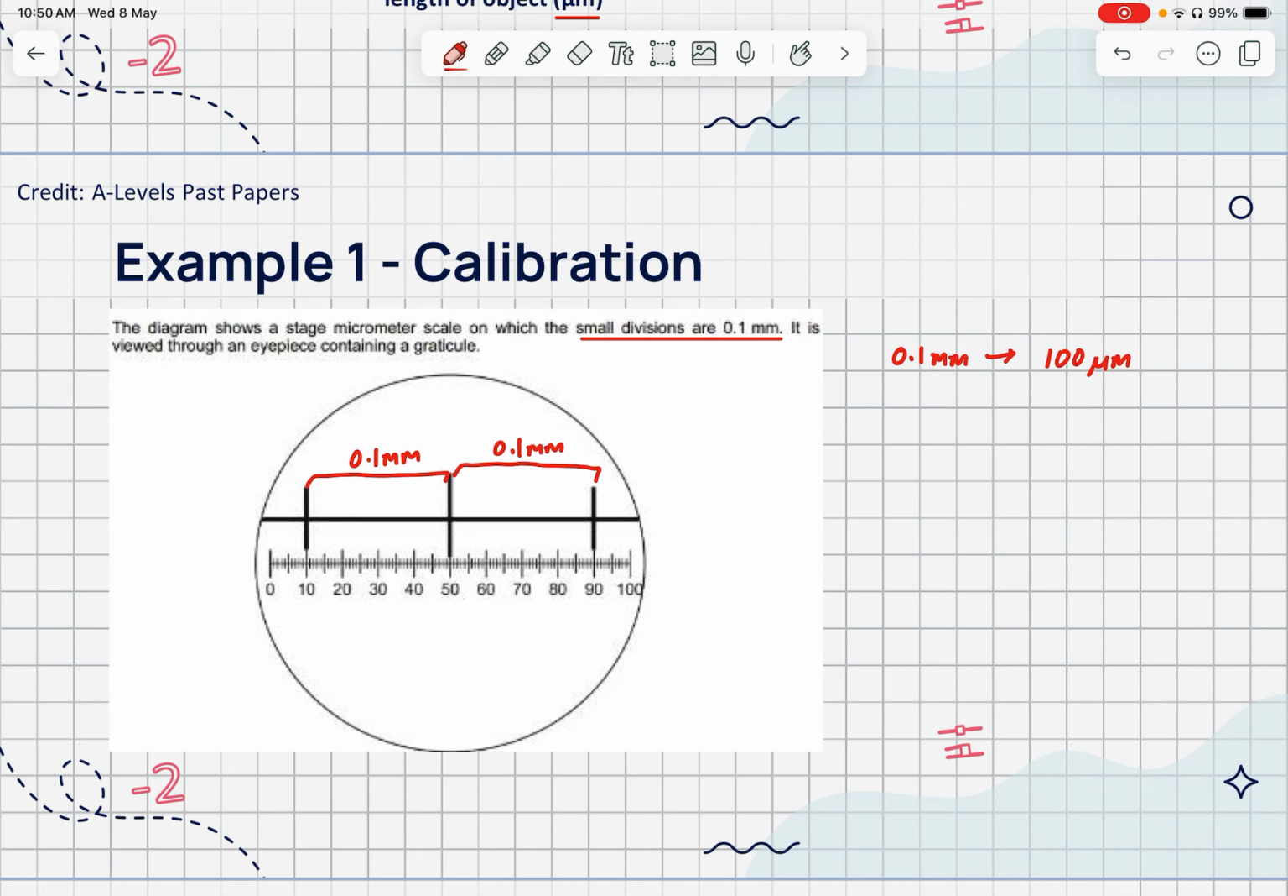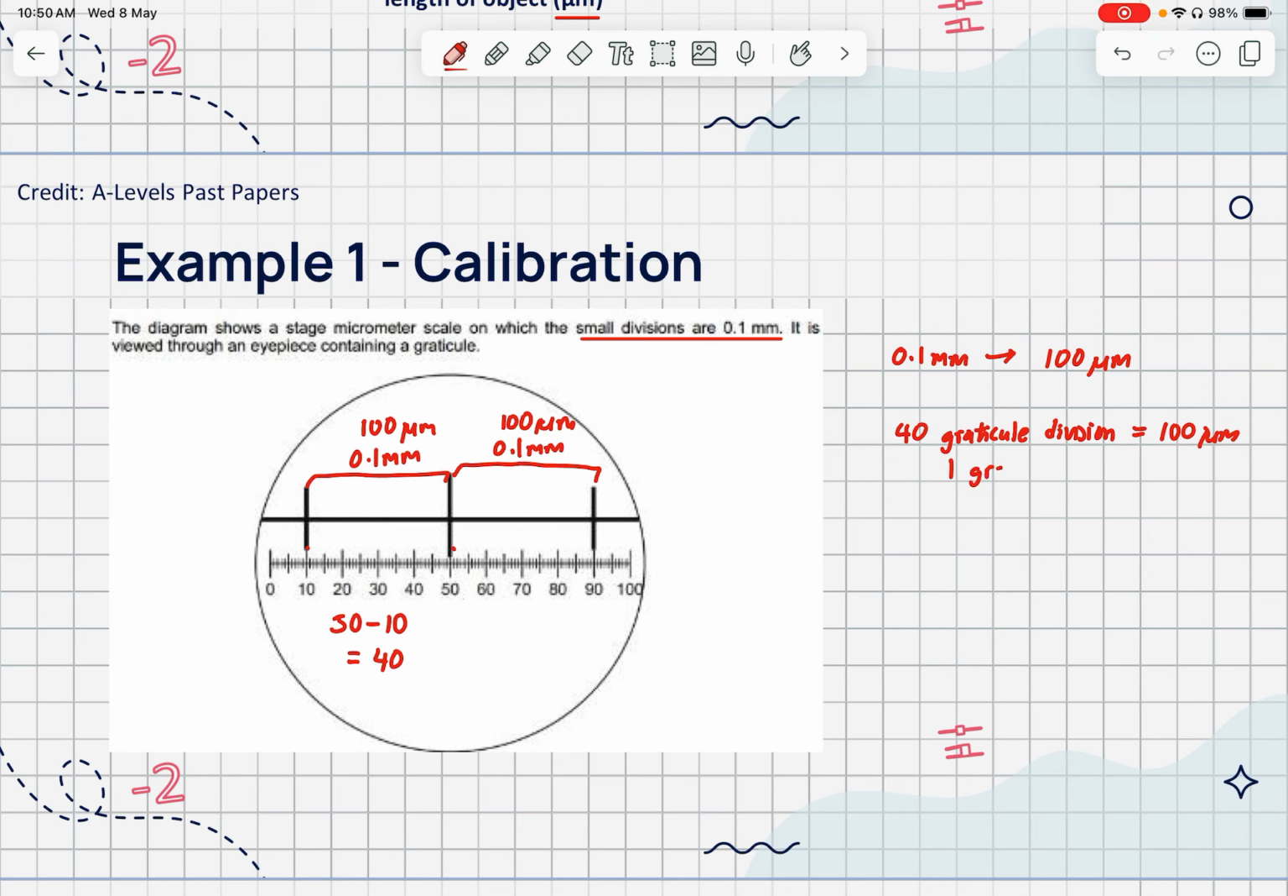Okay, now it's much easier to do. So each 100 micrometers, I just put this as 100 micrometers, it covers between this range and this range, which is actually 50 minus 10, which equals 40. So what it tells you is that 40 graticule divisions is 100 micrometers. And now the most important part, you want to find what is one graticule division.